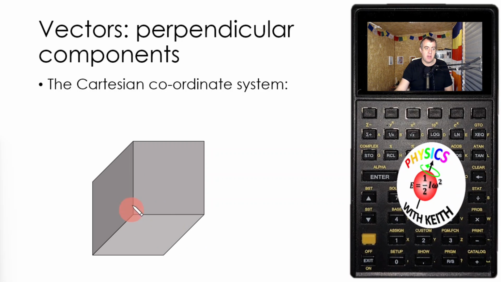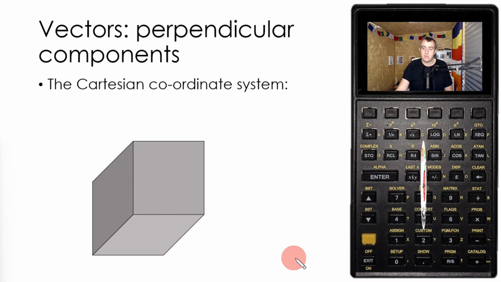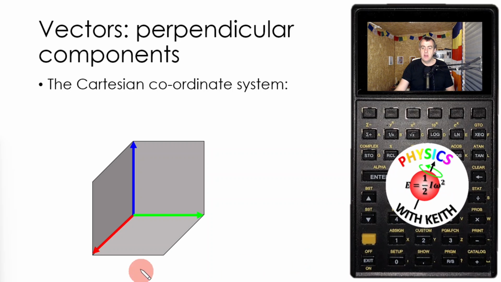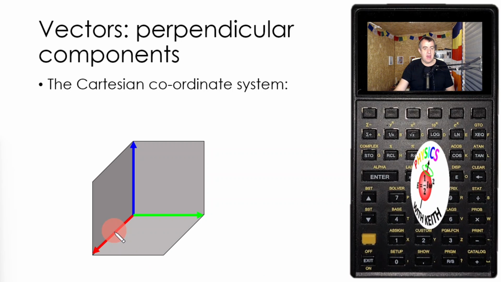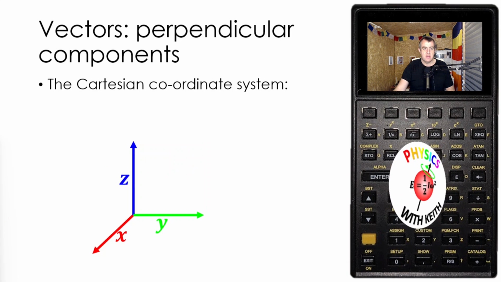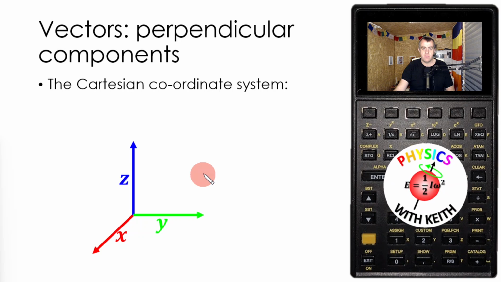So there's the interior corner of a box. And we can describe those three perpendicular directions thus. We can give them letters. We could say this one that's red is X, this one that's green is Y, and this one that's blue is Z. It looks something like this.